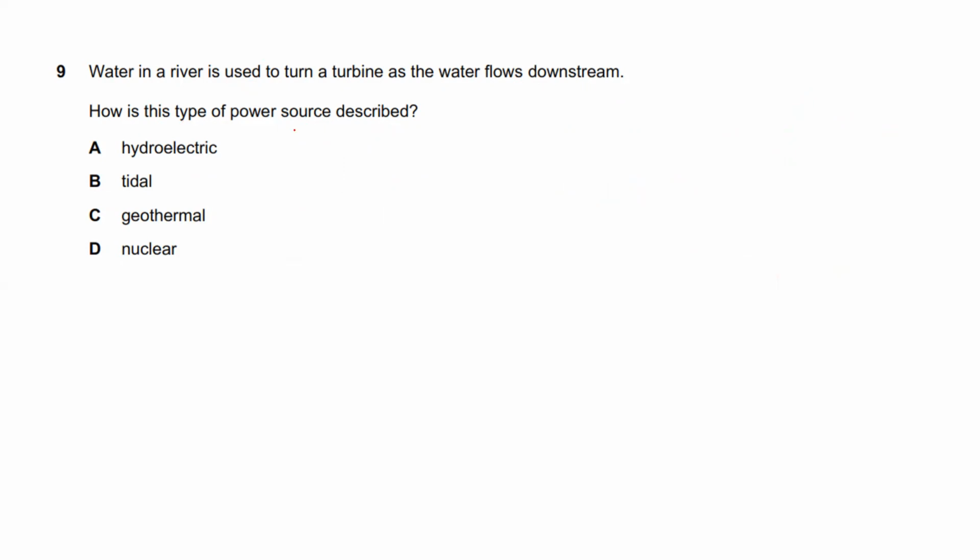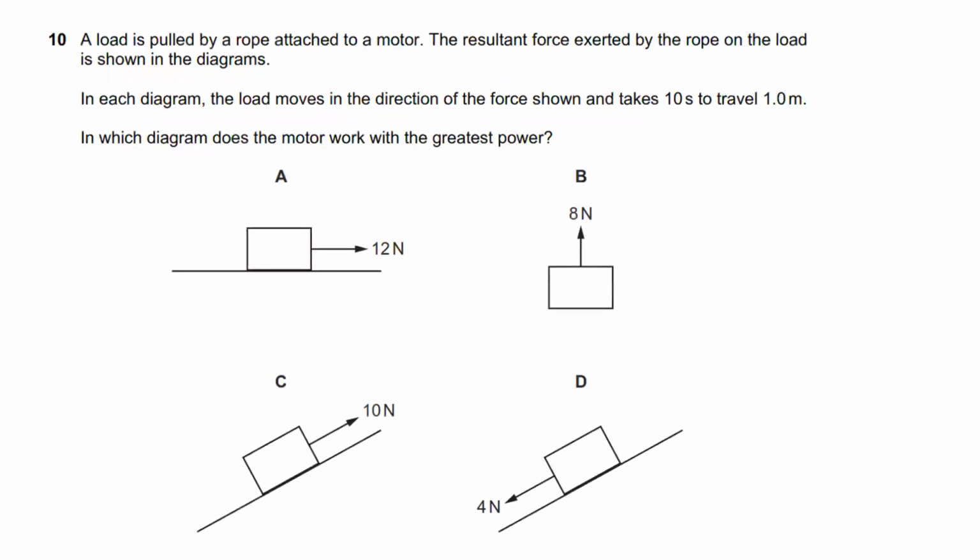This is how this type of power source is described. This is actually an example of a dam, and a dam is a hydroelectric source of power. So answer A is the right answer. Remember, tidal is because of the sea and the ocean waves. Geothermal is the energy from the earth, and nuclear power plants are again a different form of energy.